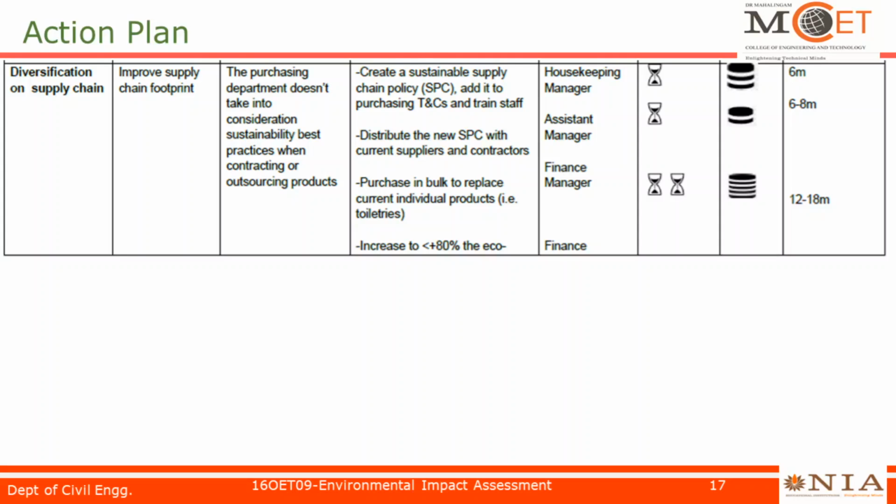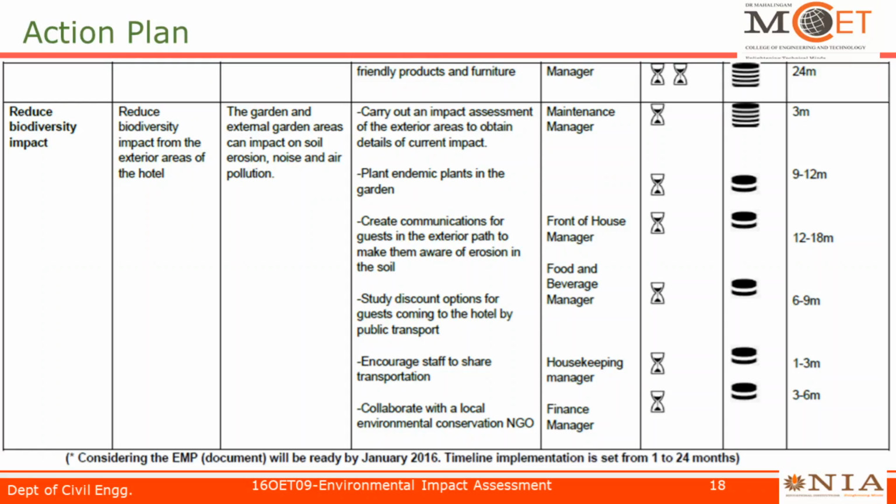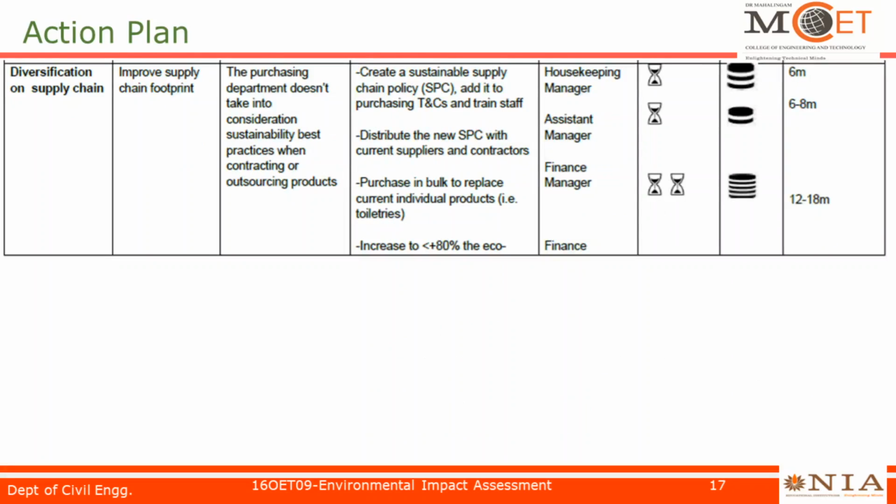Distribute the new SPC to current suppliers and contractors. Purchase in bulk to replace current individual products, not buying one or two things every time. Buy in bulk and use them, so that a lot of packaging material will be reduced and a lot of waste will be reduced, right? And also use eco-friendly products. So who is responsible? Staff members required, cost required, what is the timeline?